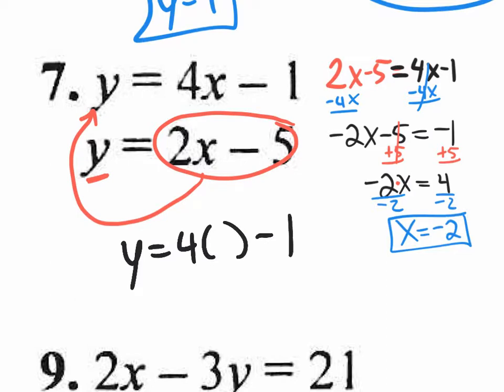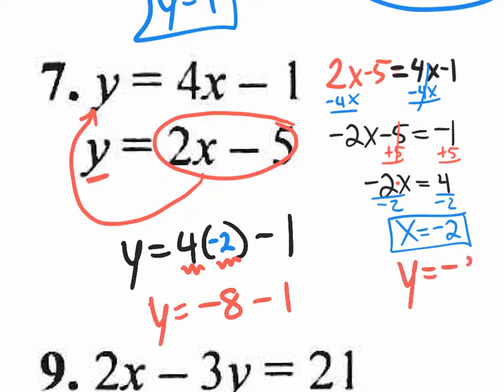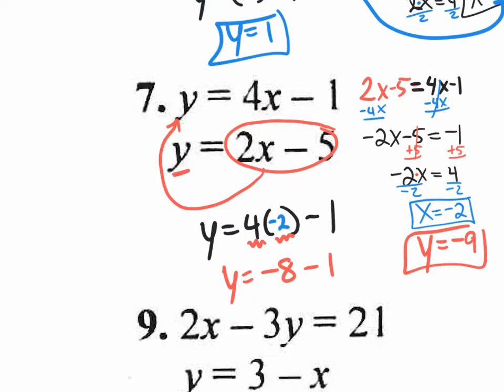So on top, I'll have y equals 4x minus 1. Instead of 4x, I'm going to put 4 times negative 2 minus 1. And when I do this math, 4 times negative 2 is negative 8. Bring down the minus, bring down the 1. We have y equaling negative 8 minus 1. So that means y equals negative 9. So the answer to number 7, as a coordinate, the answer you'll see on the back side of this worksheet is (negative 2, negative 9).